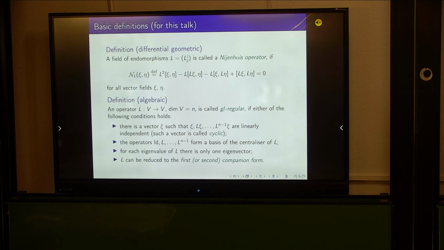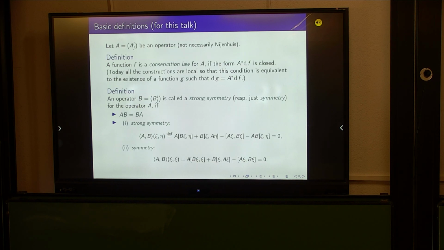That's one part of the story, and now in the title of my talk I mentioned symmetries and conservation laws. In this context, the definition is as follows. Let's consider just an arbitrary operator. By the way, when I say operator in my talk, I mean an operator defined on a manifold, so an operator which depends on a point. So this is a field of endomorphisms.